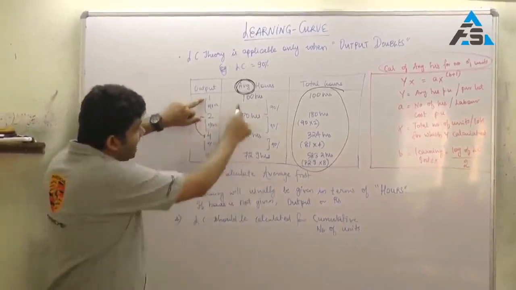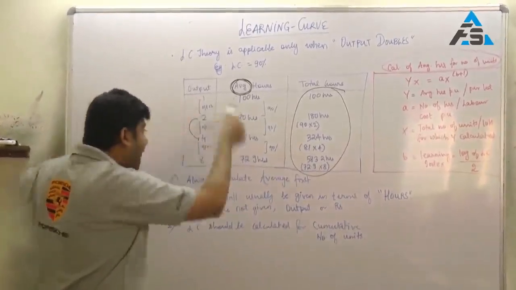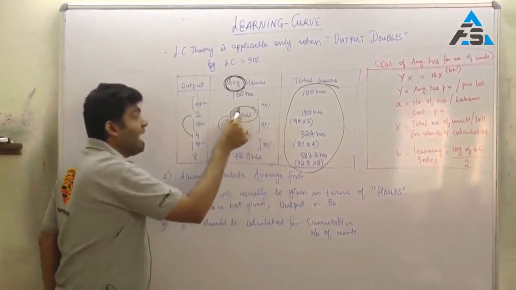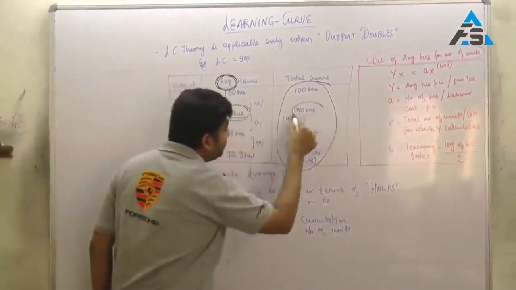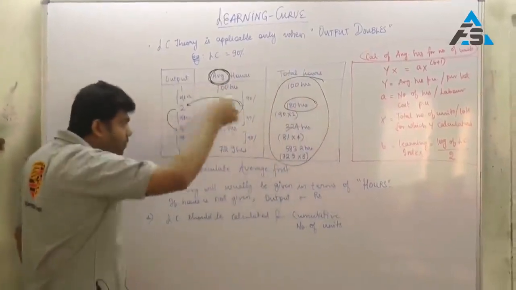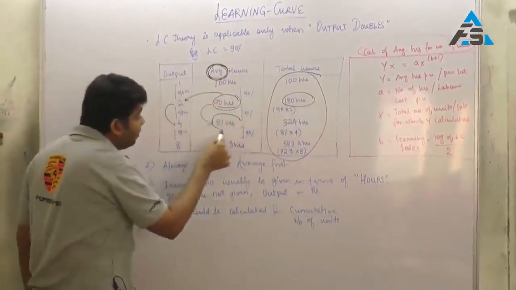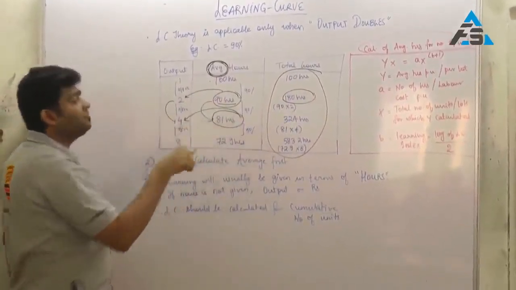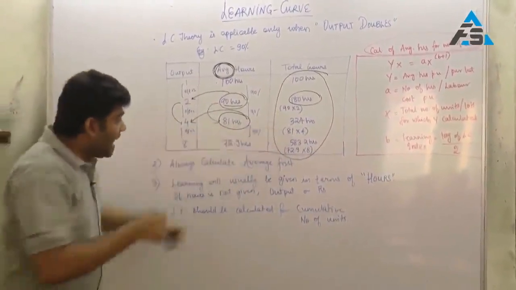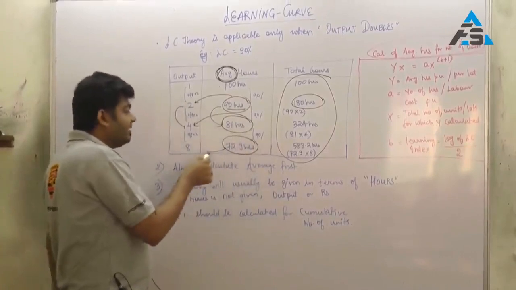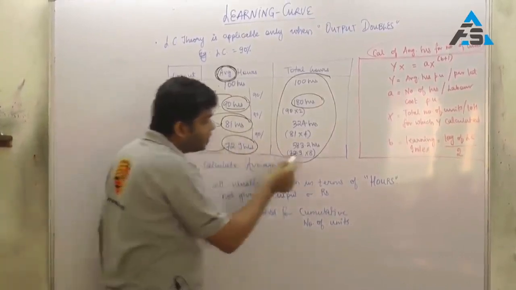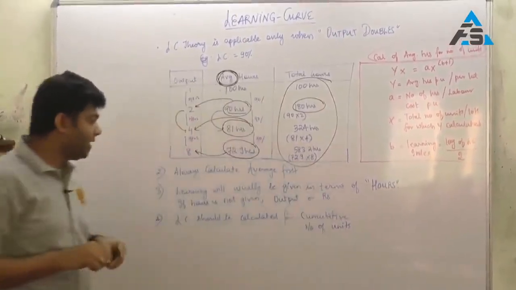So output 1, average 100 hours. Output 2, average hours is 90. So average for 2 is 90, so total for 2 will be 180. Output doubles, average for 4 is 81. Total for 4 becomes 324. Again output doubles, average for 8 becomes 72.9. Total becomes 583.2.